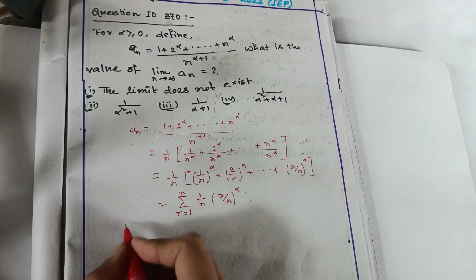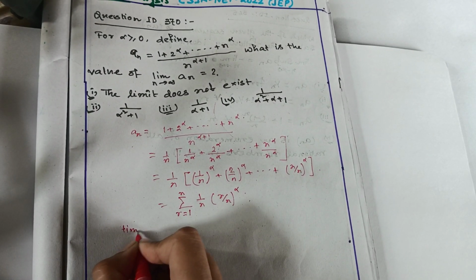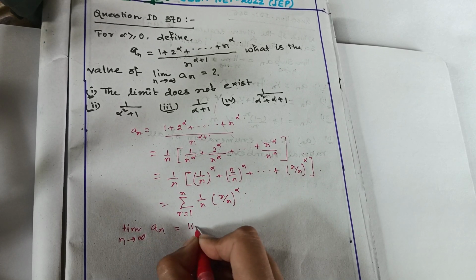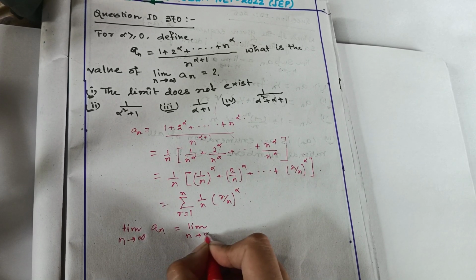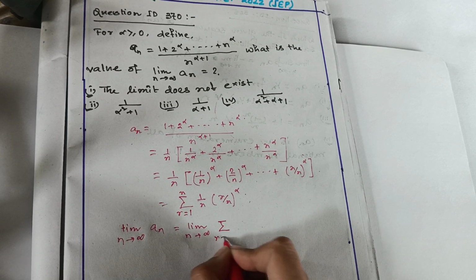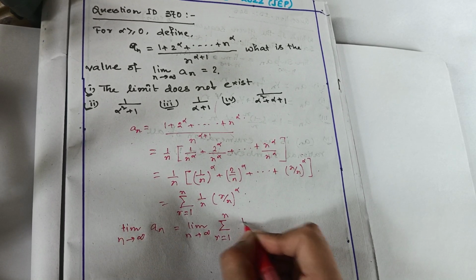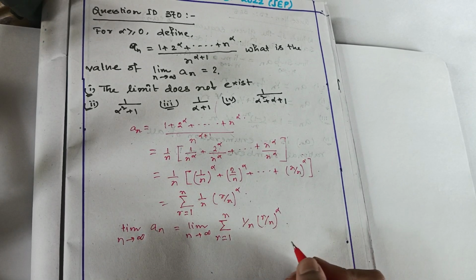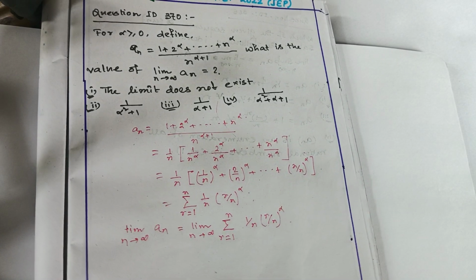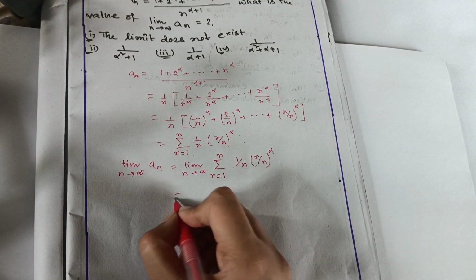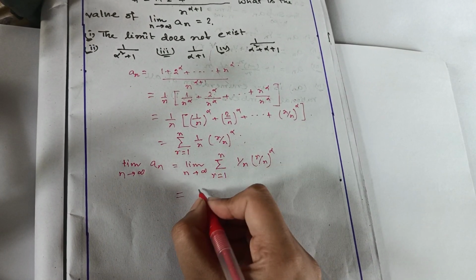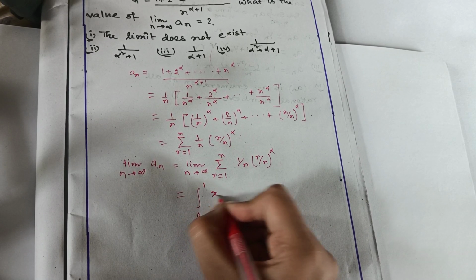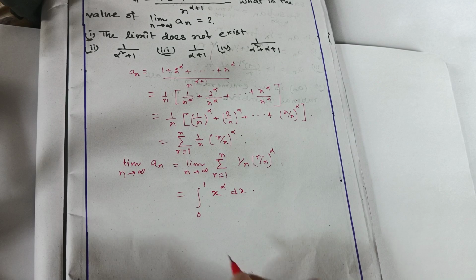Now taking the limit n tending to infinity, a_n equals limit n tending to infinity of summation r equals 1 to n, 1 by n times r by n whole to the power alpha, and this is the definite integral definition form. So in this form we can write the integral from 0 to 1 of x to the power alpha dx.